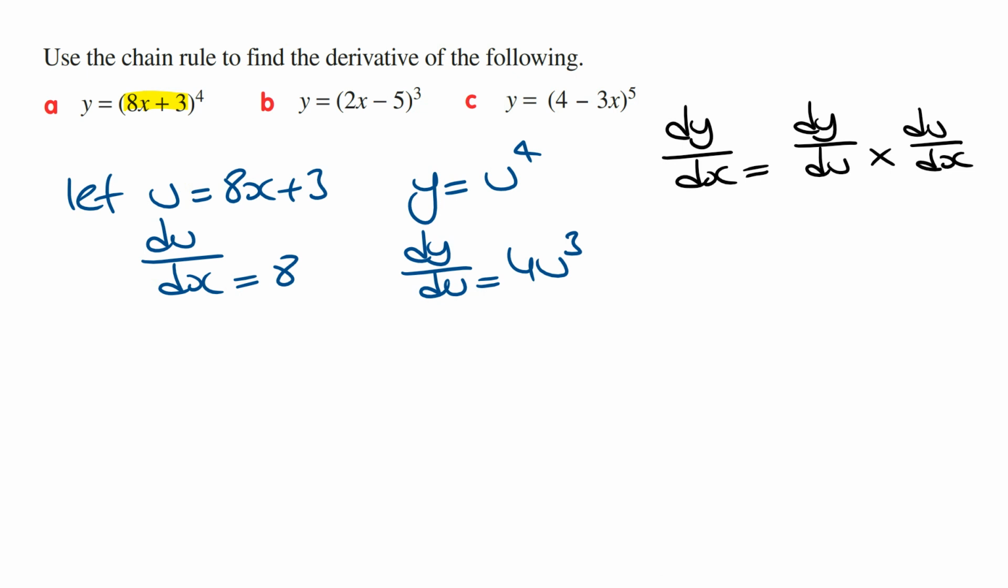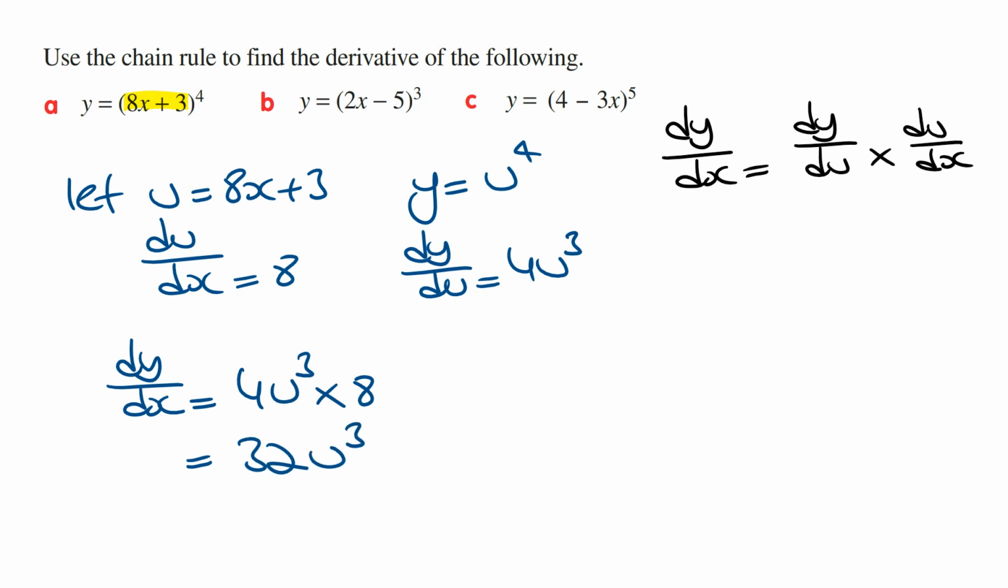Now that we have dy/du and du/dx, we just sub this into the chain rule to work out the derivative. And so dy/dx is going to be dy/du, which is equal to 4 times u^3, and then times du/dx, which is 8. And so this is equal to 32u^3. And finally, we need to replace u back as a function of x. And so this is going to be 32 times (8x + 3)^3.